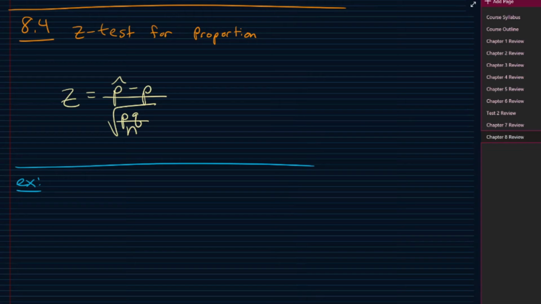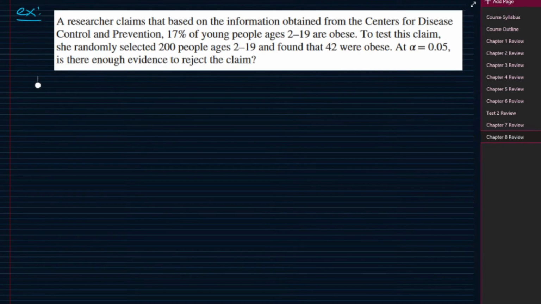Okay, so example two. Okay, another question here. A researcher claims that based on the information obtained from the Centers for Disease Control and Prevention, 17% of young people ages 2 to 19 are obese. To test this claim, she randomly selected 200 people ages 2 to 19 and found that 42 were obese. At a significance level of 0.05, is there enough evidence to reject this claim?